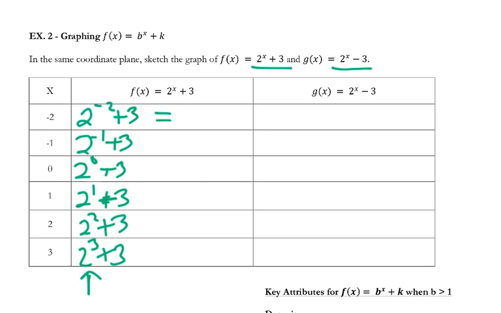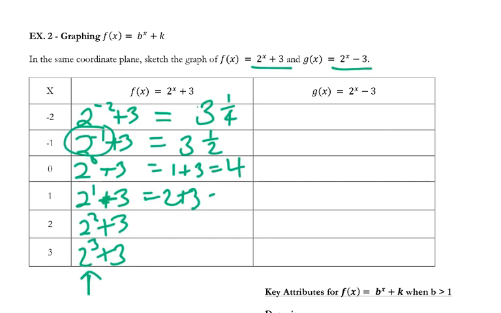So we have 1/4, 3 plus 1/4. I'm just going to leave that as 3 1/4. Then we have 3 1/2, because we know 2 to the negative 1 is 1/2. Then we have 1 plus 3, which is 4. We have 2 plus 3, which is 5. We have 4 plus 3, which is 7. And we have 8 plus 3, which is 11.